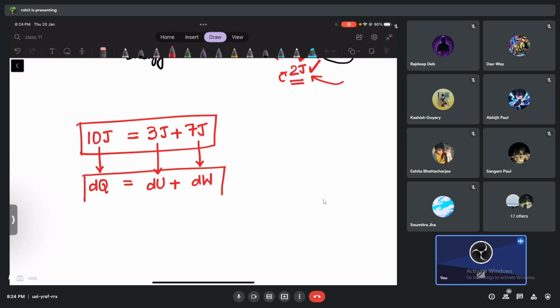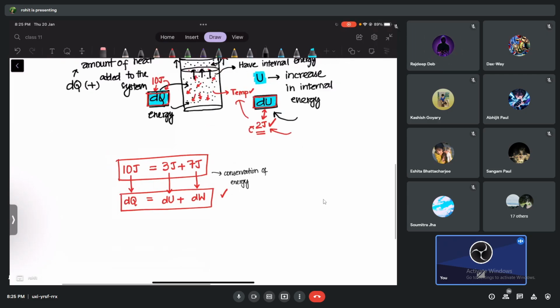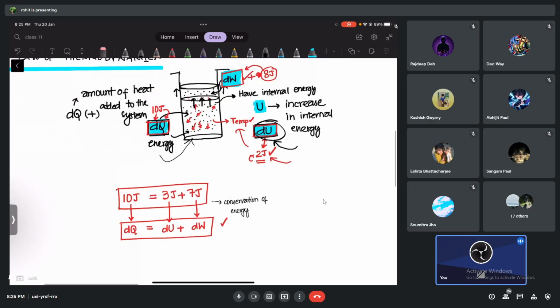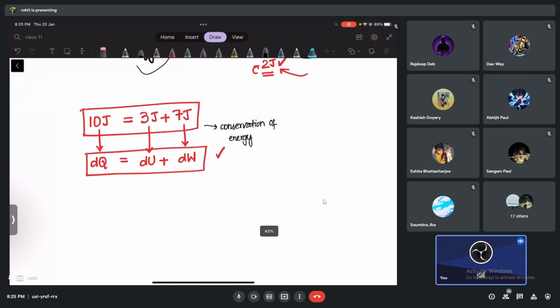This is your first law of thermodynamics. You can easily see it is based on conservation of energy. Energy has just been transformed into a different form. It was gaining heat energy; the heat energy has been converted into internal energy and into work done. So this is your first law of thermodynamics. Any confusion here, guys? Just check if you're okay with this one.